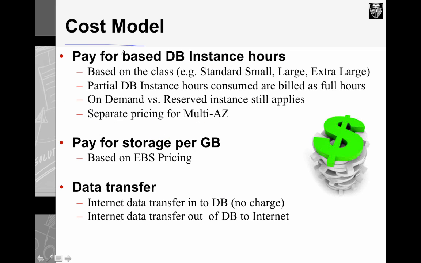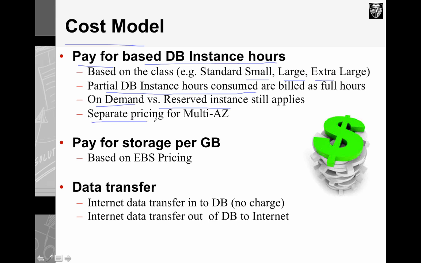In terms of cost model, the payment or the price is based upon several criteria. You pay based upon the DB instance hours, and the DB instance hours may be based upon the instance class. If you have a smaller instance versus a large or extra large instance, the price will be different. The smaller instance, of course, having a lower price. Of course, partial DB instance hours are also applicable. And then we talked about on-demand versus reserved instance. That still applies for the database instances. So if you want, you can go with reserved instances. That may bring down the price.